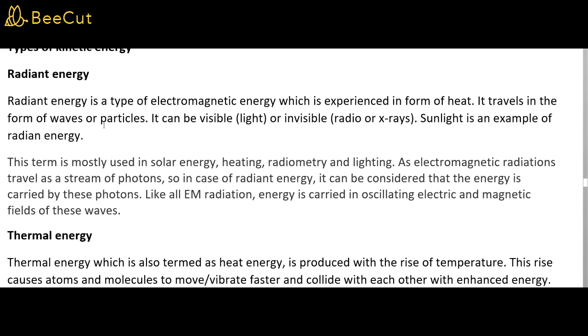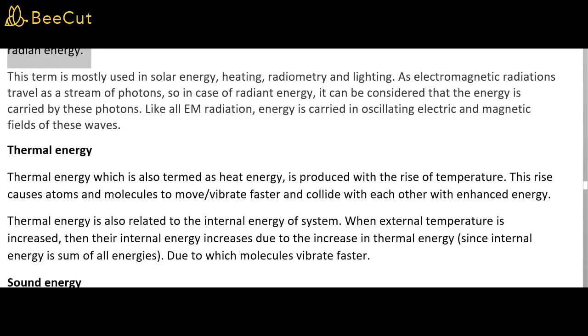The first one is radiant energy. Radiant energy is defined as a type of electromagnetic energy, meaning energy that usually cannot be viewed, which is experienced in the form of heat. For example, the rays coming from the sun, UV rays, or whatever you say. Those rays or particles coming from space are sources, or examples, of radiant energy. So sunlight is an example of radiant energy. This term is usually used in solar energy phenomena.